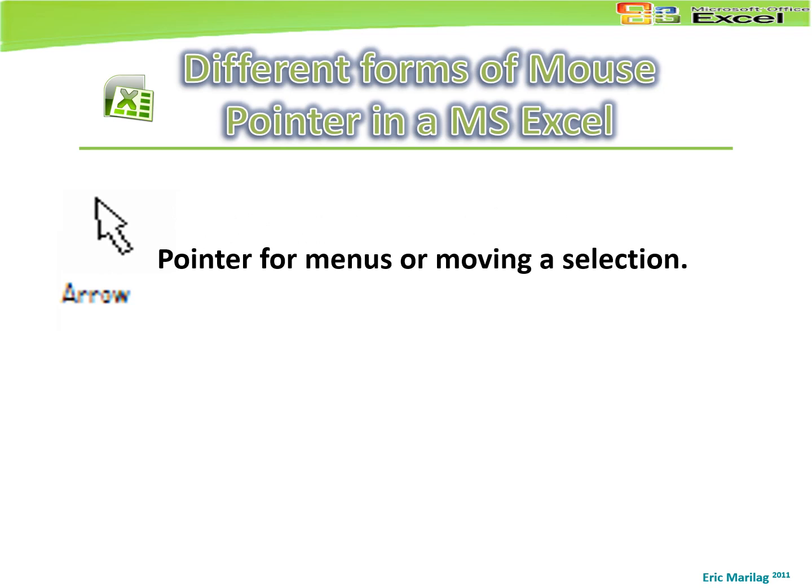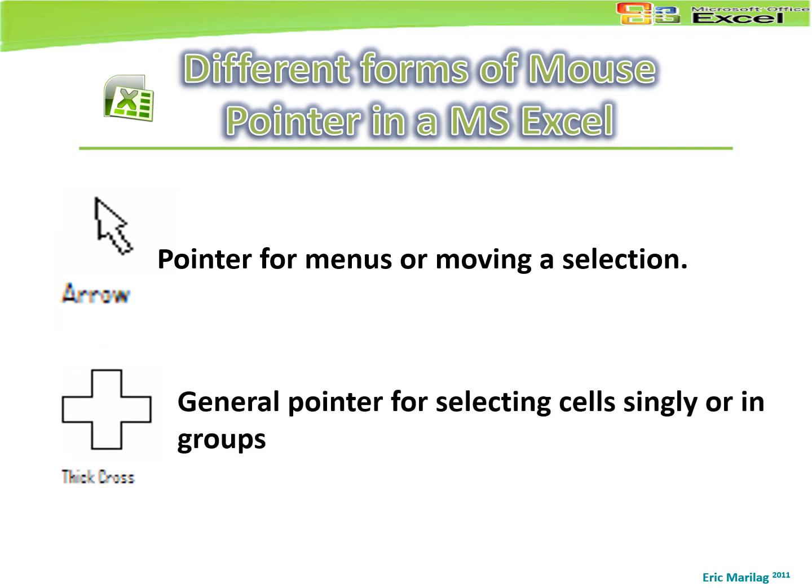The pointer for menus or moving a selection. So we use this for pointing at some of the commands or tools or menus, or moving a selection on your workbook or worksheet. And we have also the thick cross pointer, the general pointer for selecting cells singly or in groups. So we use this to select cells, either an individual cell or a cell range or a group of cells.